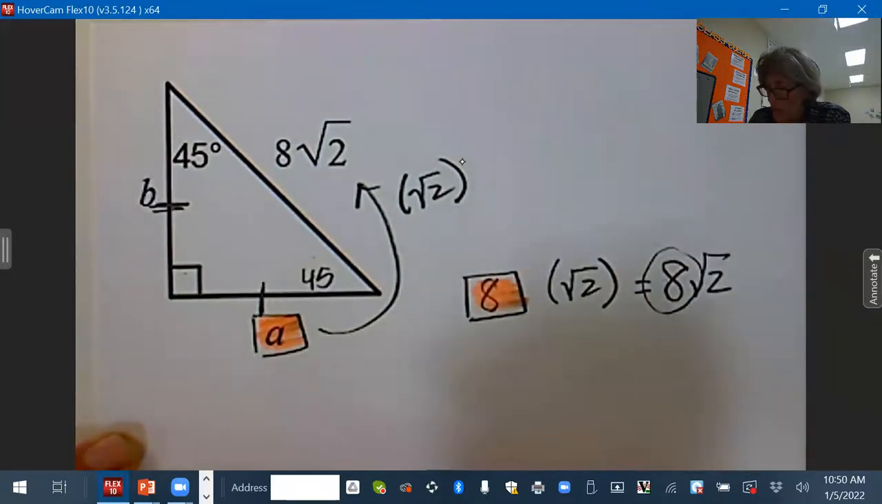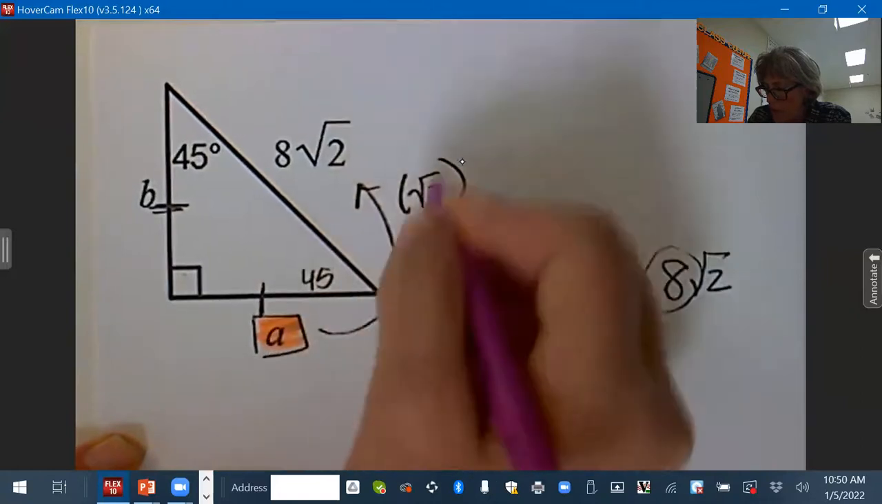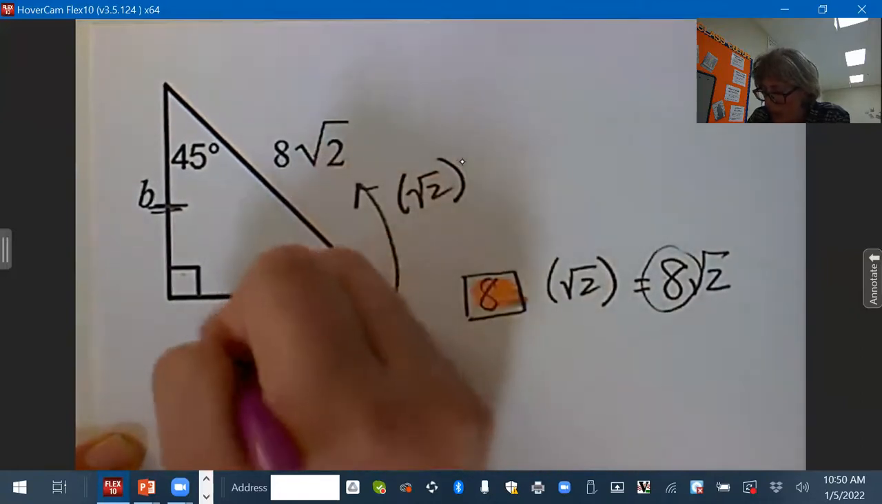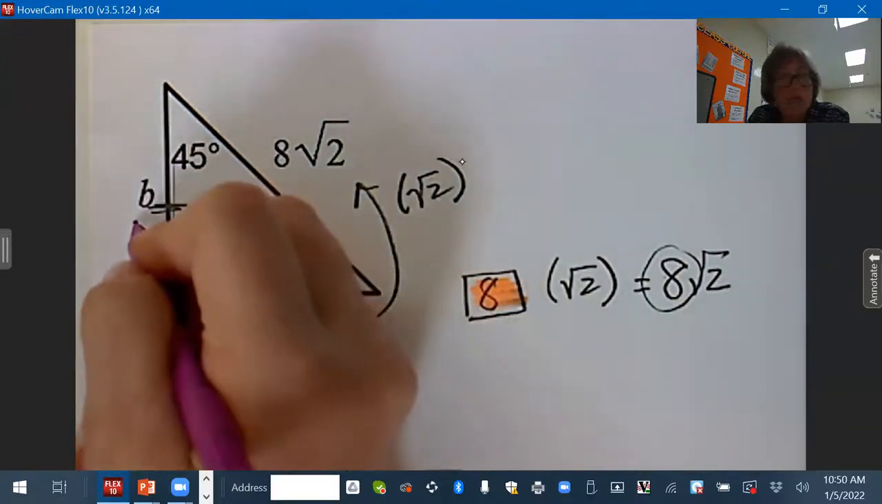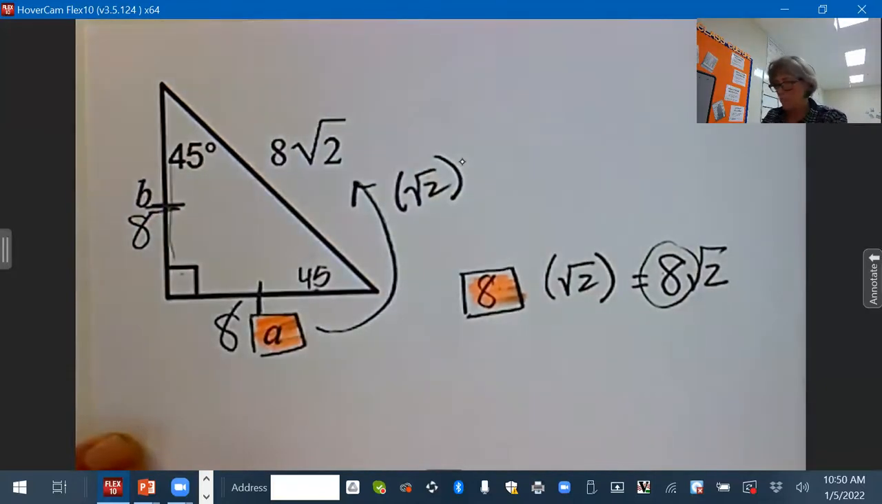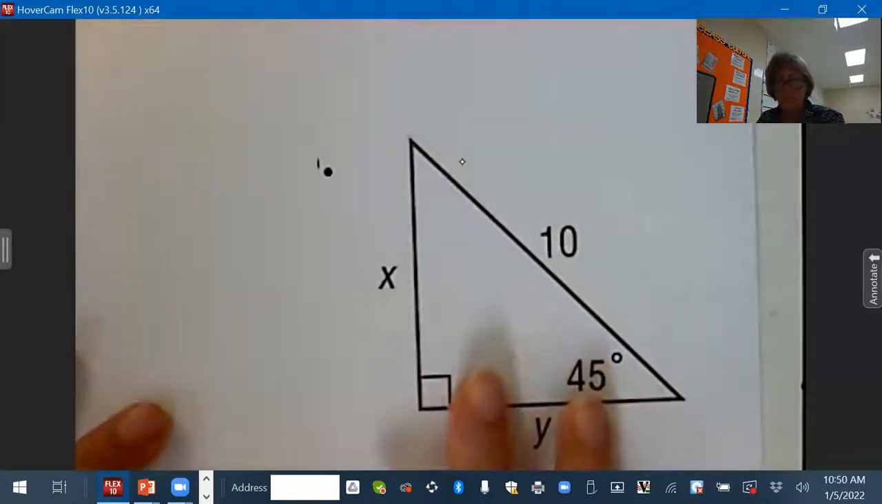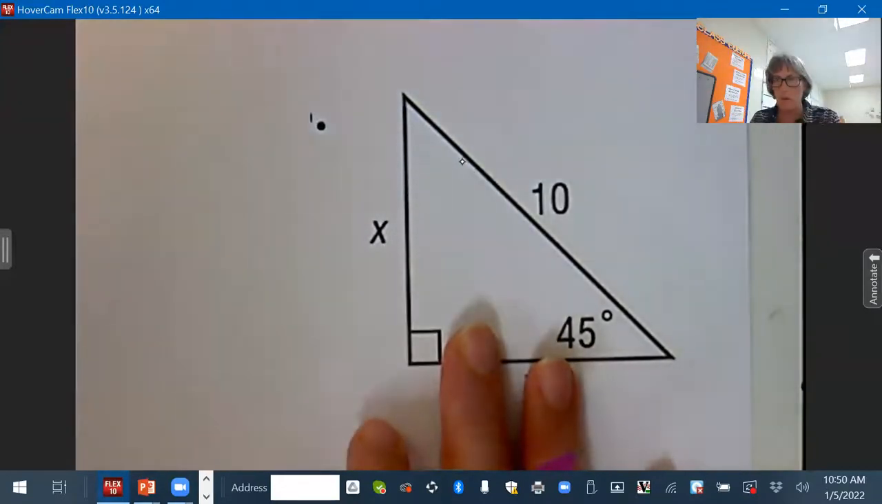8. So here we would backtrack. What times root 2 is 8 root 2? The answer is 8. And since the legs are equal, your b is also 8. Let's try one more. And this is only for 45, 45, 90, folks. That's why we've got to chant. It's special. It's what's called a special right triangle.